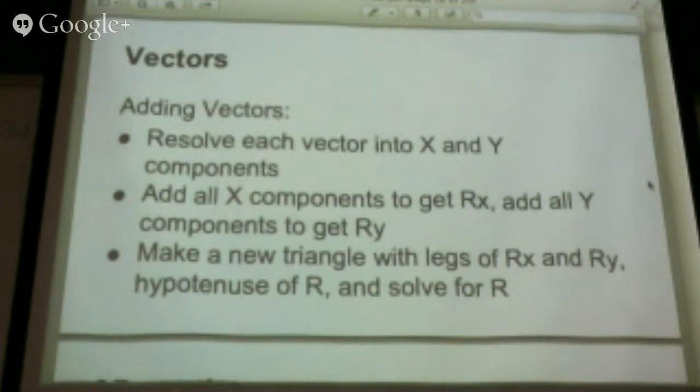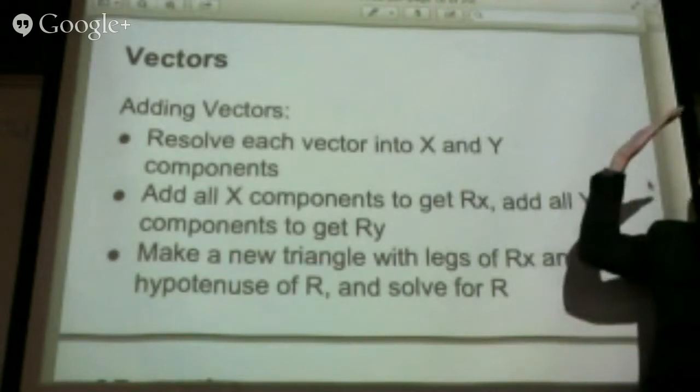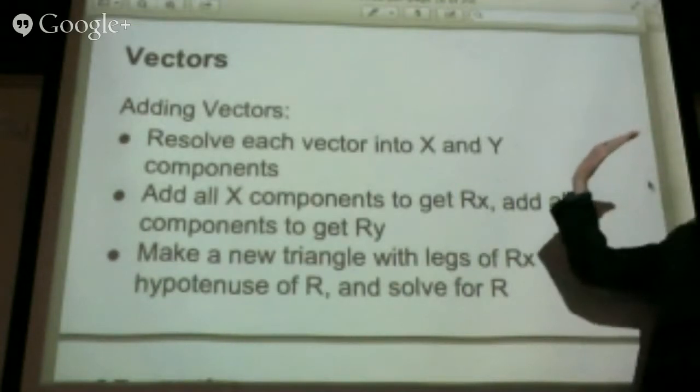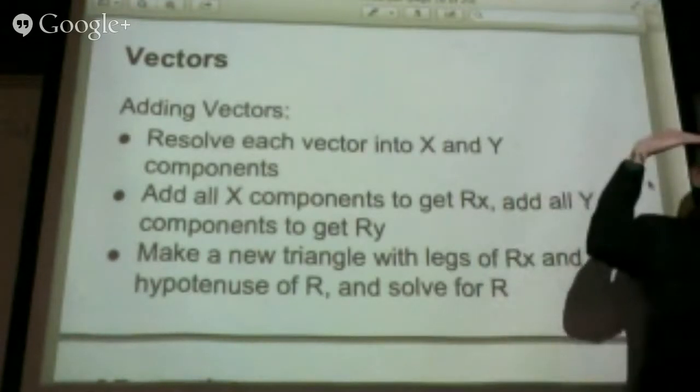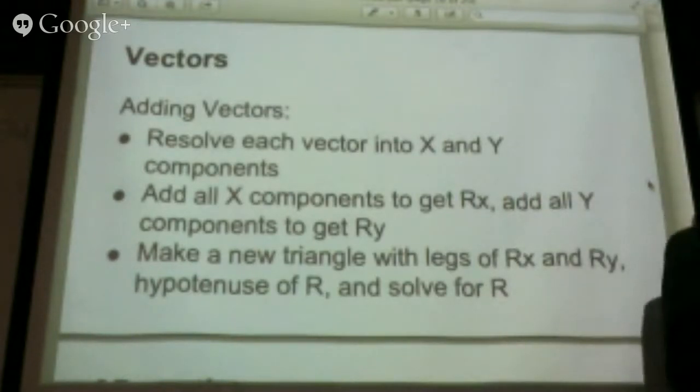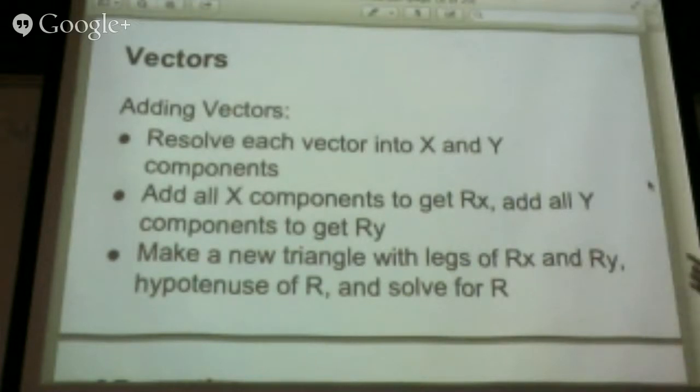So the general procedure for adding vectors, no matter how many vectors we have and how many different directions they're in, is that vector resolution process. We take each vector and say, well, this one is pointing up and to the right. So how much to the right is it going and how much up is it going? We find the x and y components of that vector.